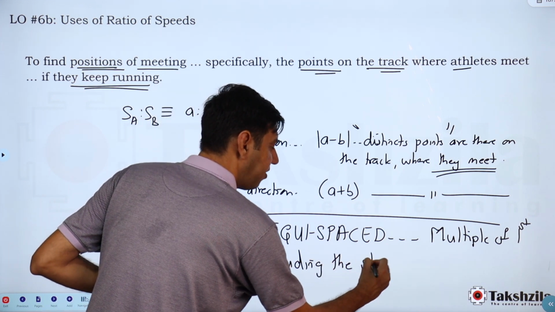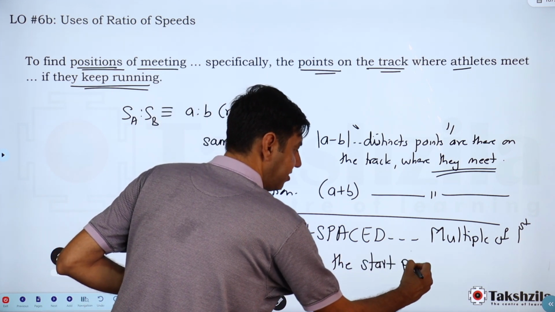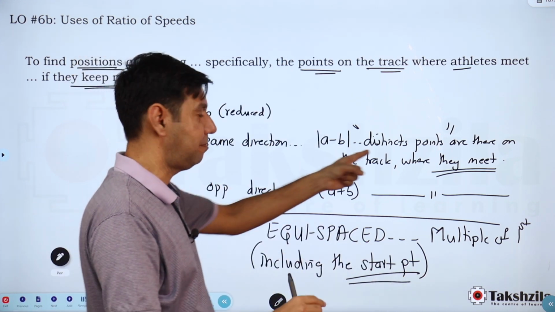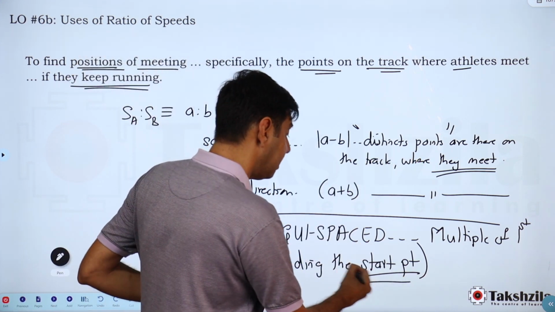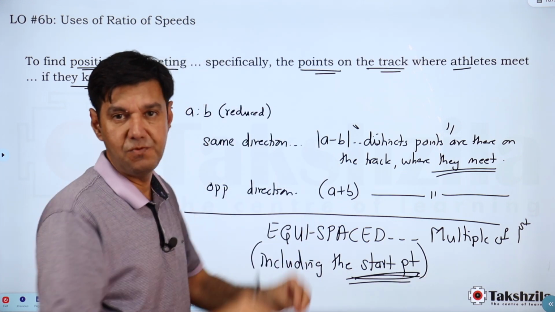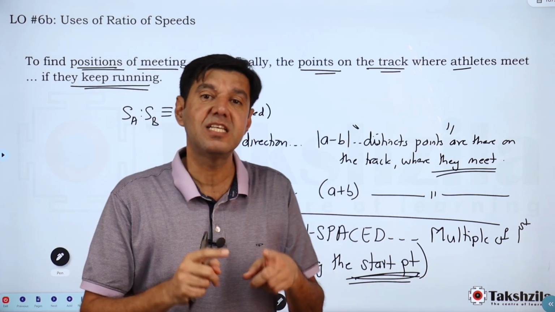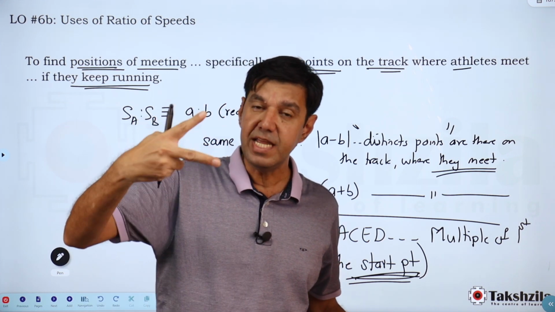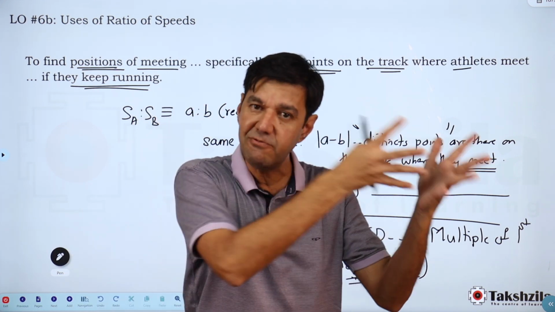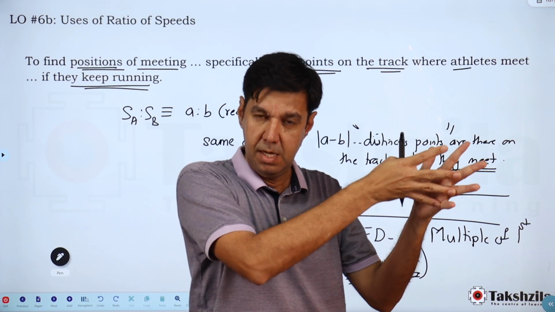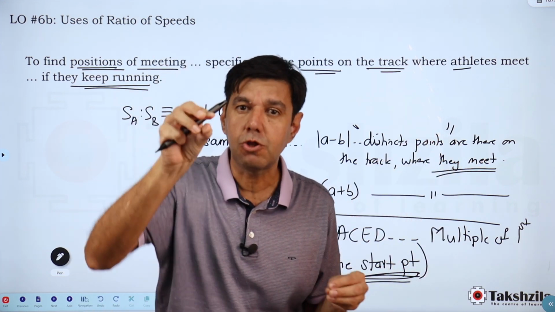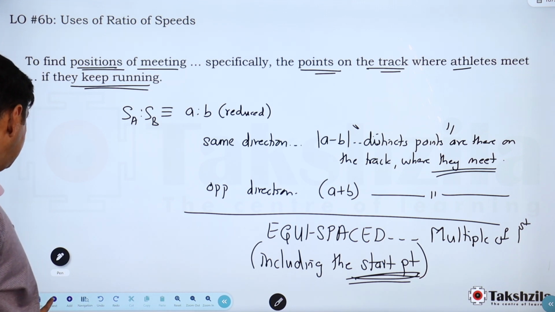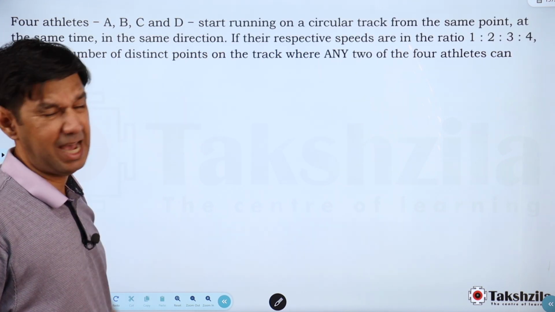Remember, the start point is one of the points. So you need a start somewhere to divide the track into so many parts. The start point is the one where you will begin, and the meeting at the start point is inevitable sometime or the other. Why? Because any two numbers will have an LCM, and that LCM is when both of them are at the start point, so they are going to meet over there. Right, now this is a misunderstood point, so let me do an example over here.